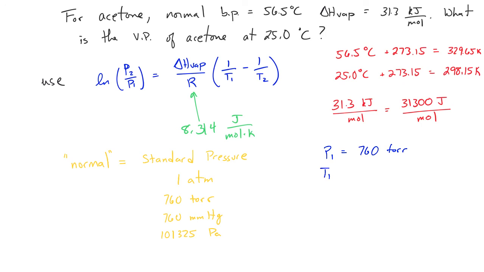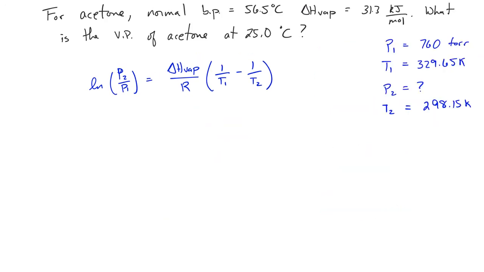Now, for the T1, I'm going to use the same set of conditions. So if my normal boiling point is going to be at 760 torr, that means I'm going to want to use the temperature that corresponds to that condition. So that means my T1 is going to be 329.65 Kelvin. And it says, what is the vapor pressure of acetone at 25 degrees Celsius? So basically I'm going to be solving for P2. We don't know that. And we're going to be solving for P2 at a temperature of 298.15 Kelvin. So now I'm going to plug in my values.